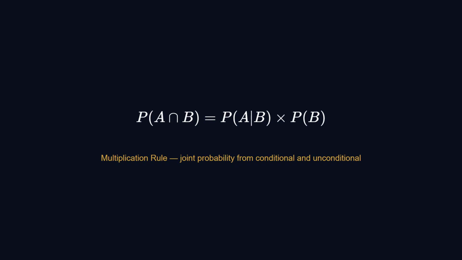Think of it as a two-stage filter. First, what is the probability of B happening? Then, given B happened, what is the probability that A also happens? Multiply those two stages together and you get the joint probability of both occurring. You can also write it the other way around. P of A and B equals P of B given A times P of A. Both are correct, both give the same answer.